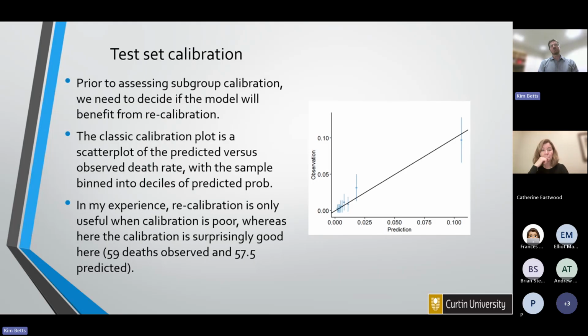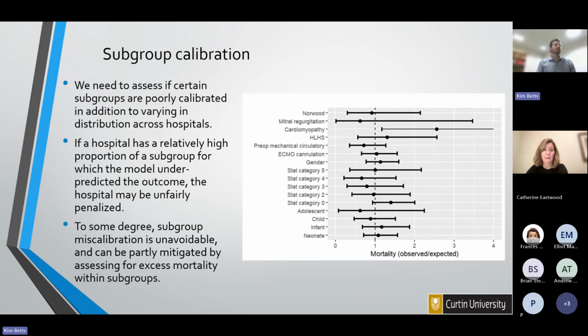Okay, this difference is within confidence limits, and in my experience building these models, this is not a terribly poorly calibrated model. And in my experience running recalibration, this model is unlikely to benefit greatly. So I went with this model, and the overall calibration is not terrible. 59 deaths observed, 57.5 are predicted. So I'm saying at this point the overall model calibration is good enough, and we move forward with subgroup calibration.